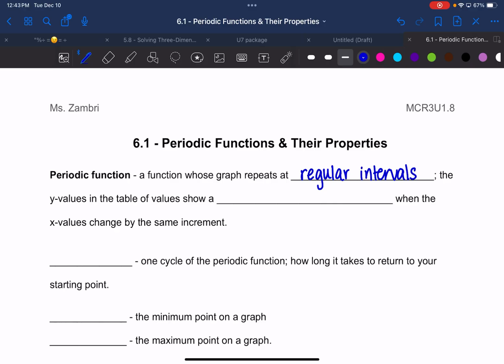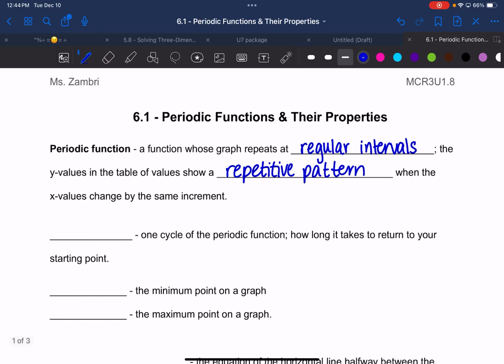Right? So the y values in the table, like if you were given an x, y, t table, it's going to show a repetitive pattern happening over and over again. And that's the wave effect of essentially hitting a low point, coming back, hitting a high point, and then you're going to repeat. You're going to go back to the low point, up to the high point, and you're just going to keep continuing. Or the fancy word is oscillating. You are oscillating between the max and the min over and over again, and it's by the same increment every single time.